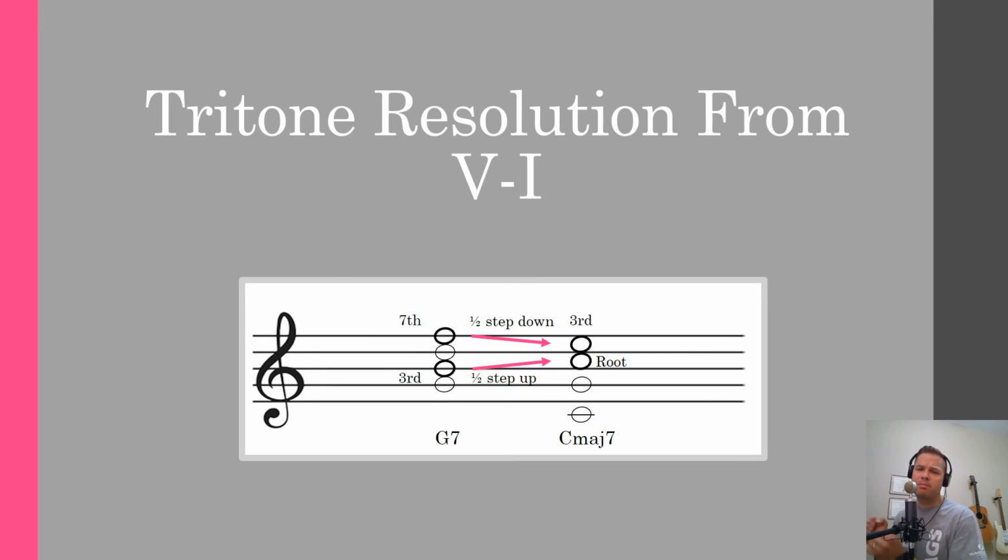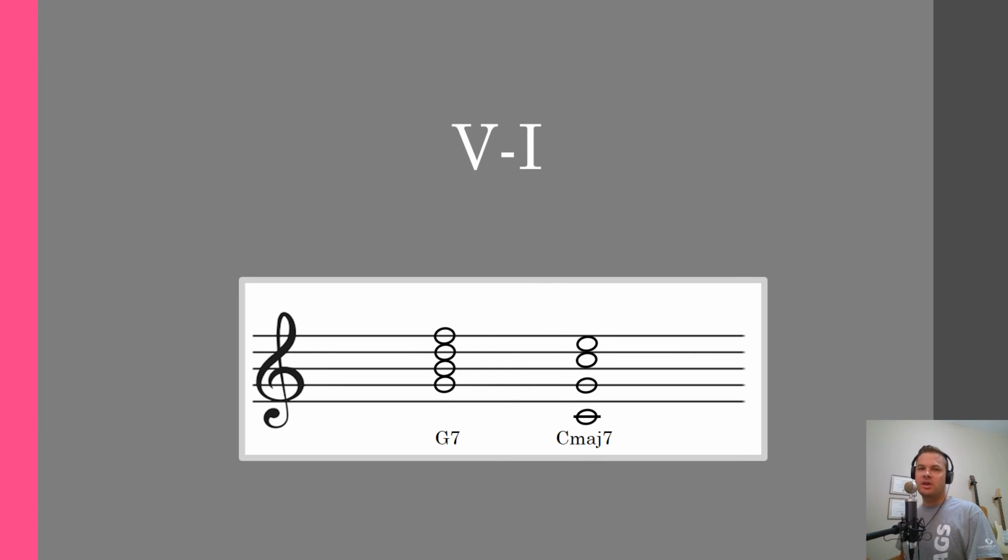And so it's the tug of that tritone that wants to resolve in some way, and the path of least resistance is to move the third a half step up and the seventh a half step down. So ultimately we have our 5-to-1. And doesn't that feel nice?